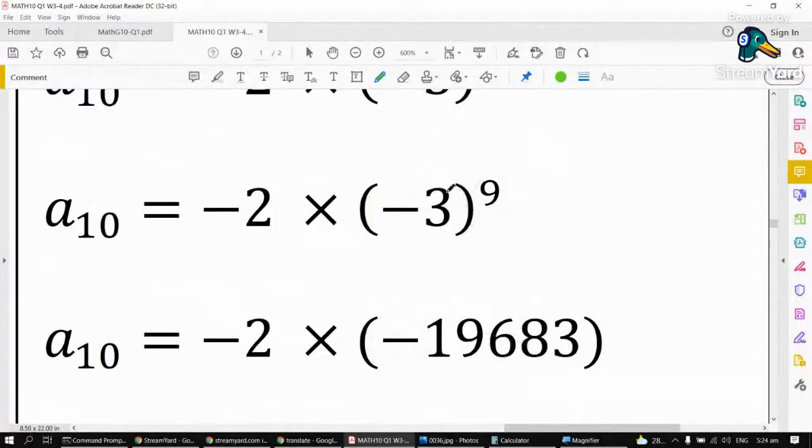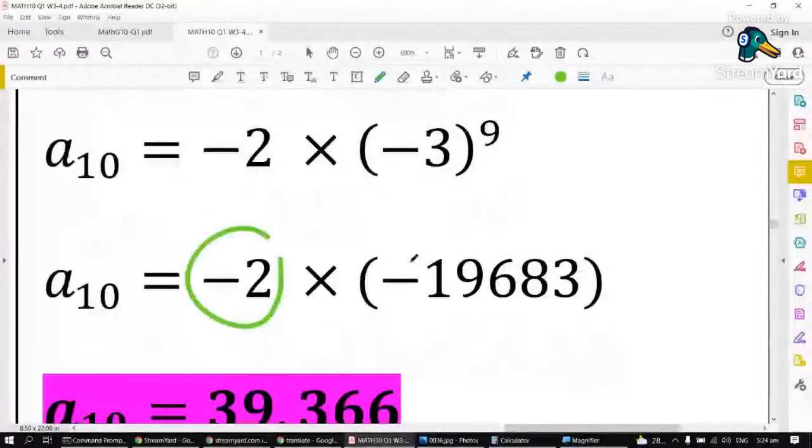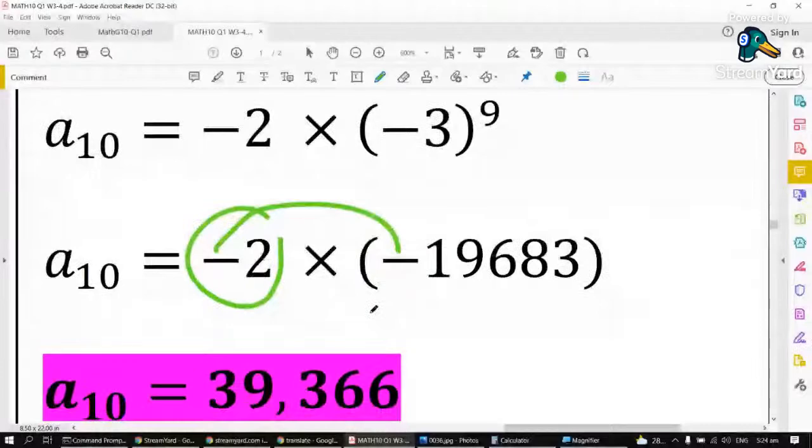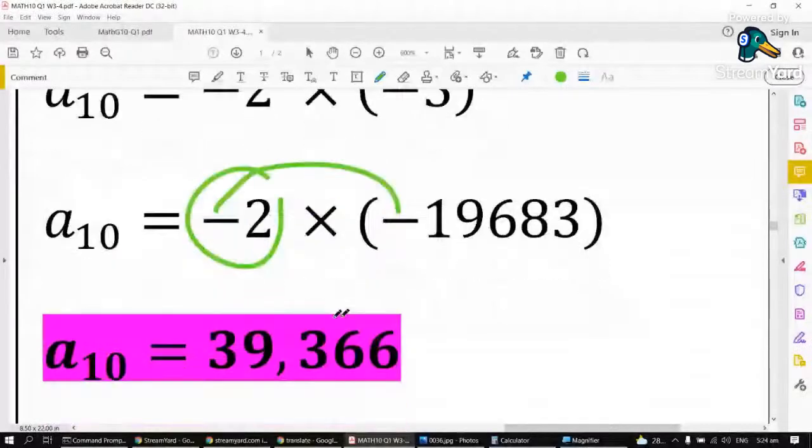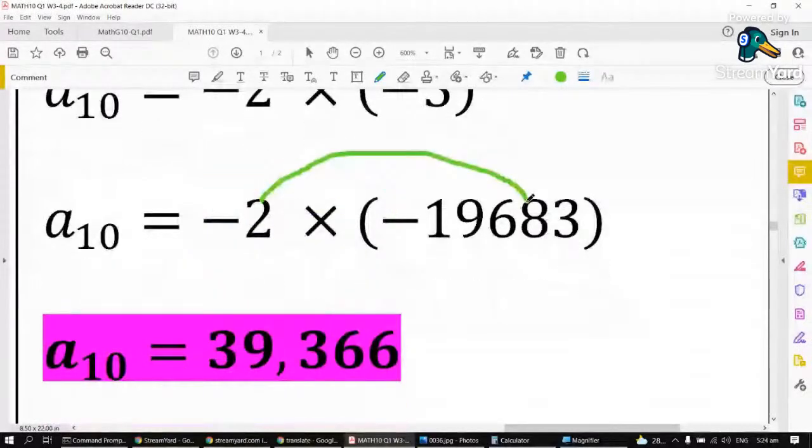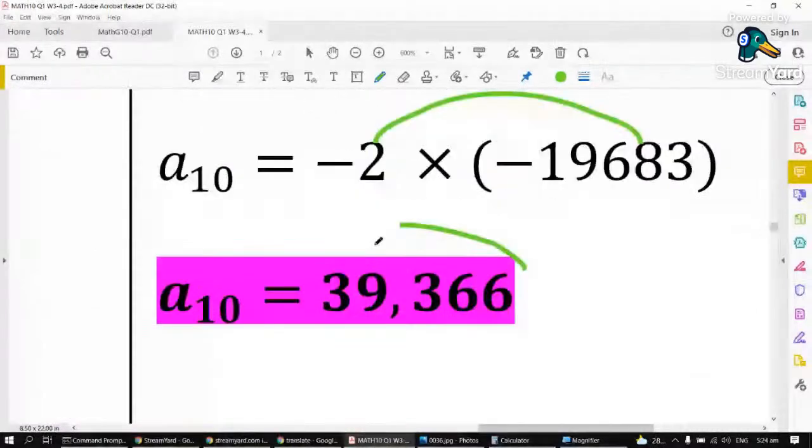So, yung 3 to the 9 is na-compute na rin natin kanina. That's equal to negative 19,683. And then negative 2 times negative is positive. 2 times 19,683 is positive 39,366.